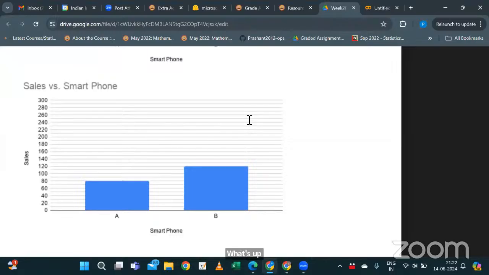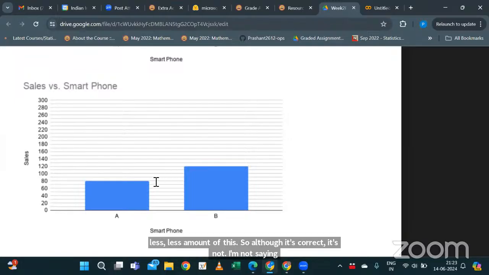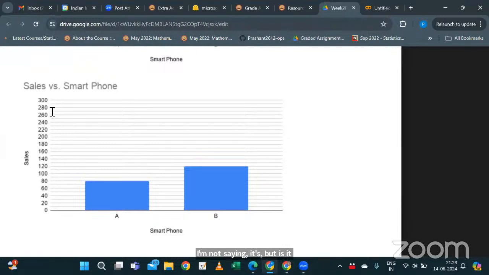Just try to understand what I'm trying to say here. At the very first case, it seems very less, right? Less amount of sales. Although it's correct, I'm not saying it's incorrect. But is it necessary to expand till 300? No, right? Sir, it depends on the person. If someone wants to compare it with the number 300, then okay. What is the importance of comparing with 300? Does this make any sense? You are simply scaling the difference.